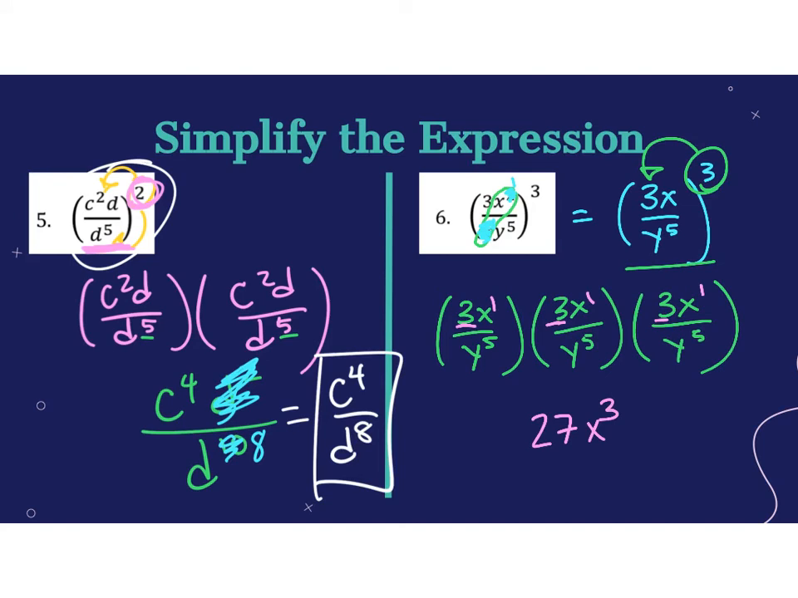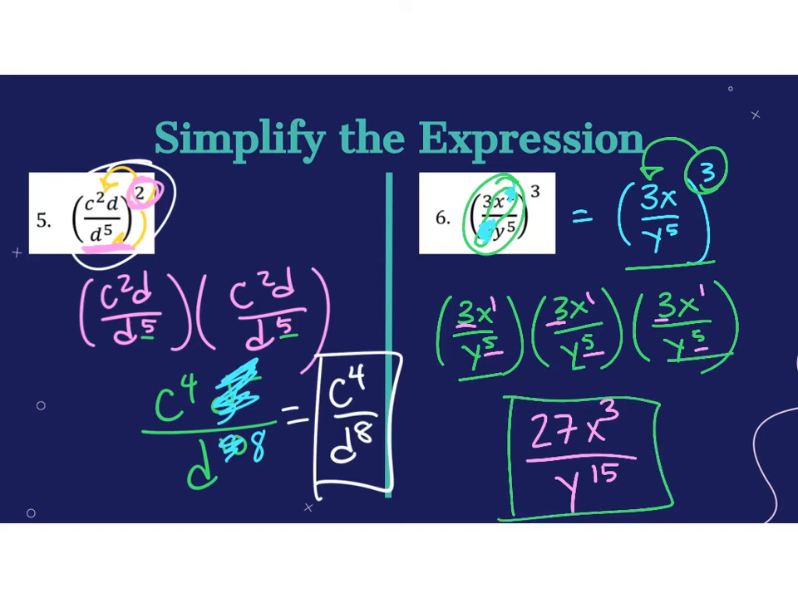And then y to the 5th times y to the 5th times y to the 5th, that's 5, 10, 15. So y to the 15th on the bottom. The nice thing about simplifying ahead of time, so I took care of everything that I needed to up here, is that when I multiplied them all together, I don't have anything left to simplify at the end.